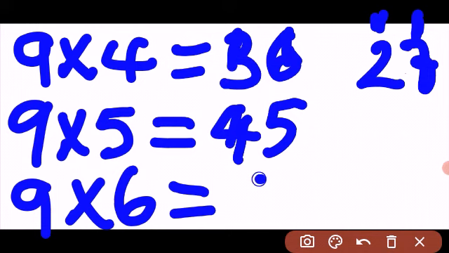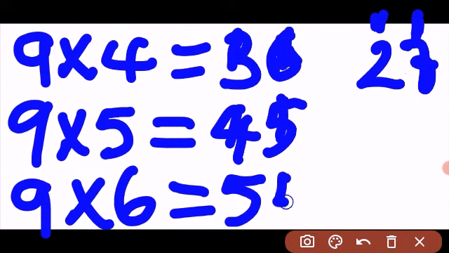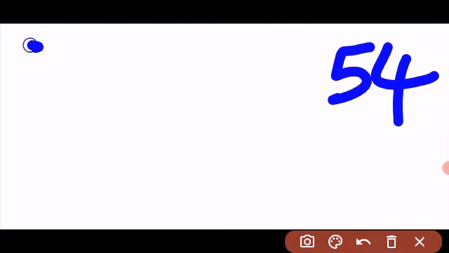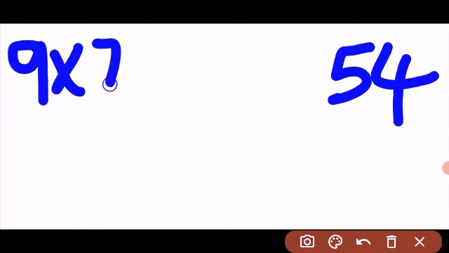Okay? 9 times 6 is, now we counted 1 and 2, and this is 3, and this is 4, and the next one will be what? 5. And then here we counted 9, 8, 7, 6, and this is 5, 9, 8, 7, and this is 6, and this is 5. The next one will be what? 4. Okay, now we got the last number as 54. 9 times 6 is 54.